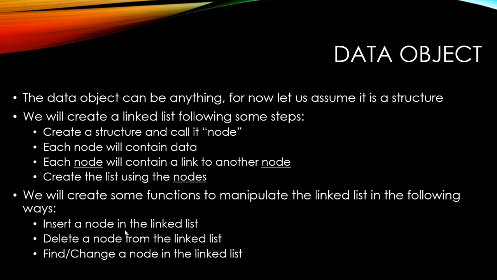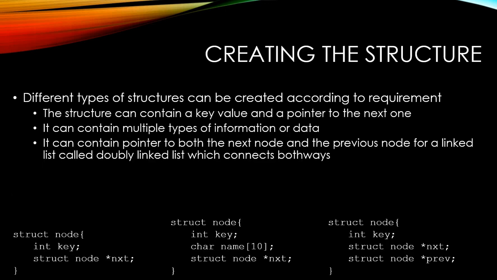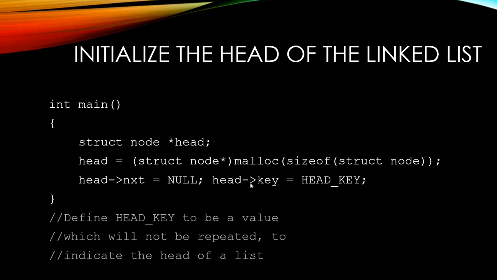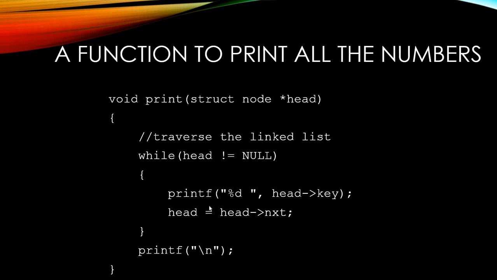We also learned some functions. We learned how to create those structures. As you can see, there are three examples here. This is the most simple one. This one includes multiple variables, and this one includes multiple pointers. We also learned how to initialize the linked list, and how to print all the numbers, actually traverse through the linked list.